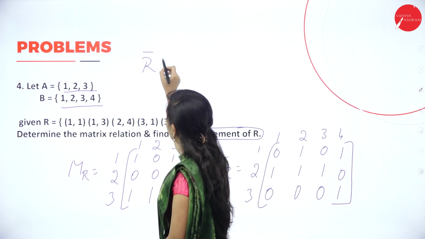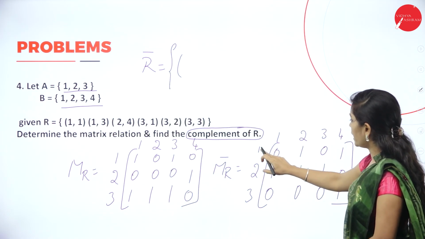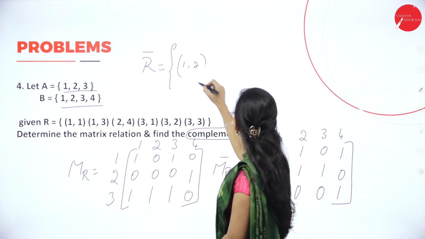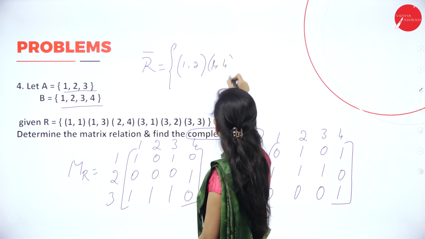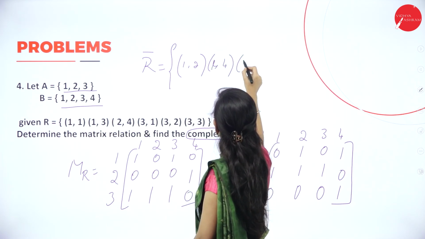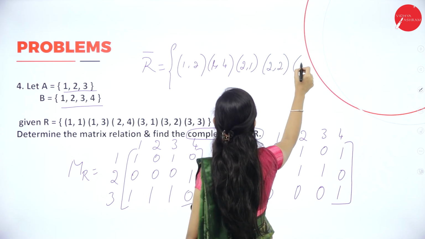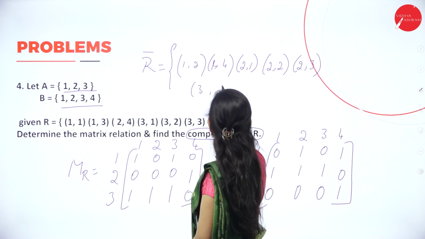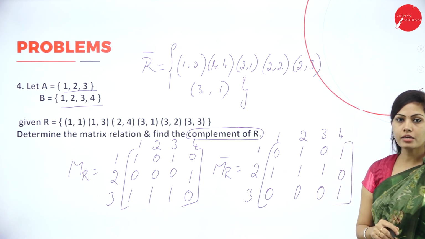Here you have to find the complement of R. So in place of 1, we have the pairs 1, 2 and 1, 4, and 2, 1, 2, 2, 2, 3 and 3, 1. So this is your R complement.